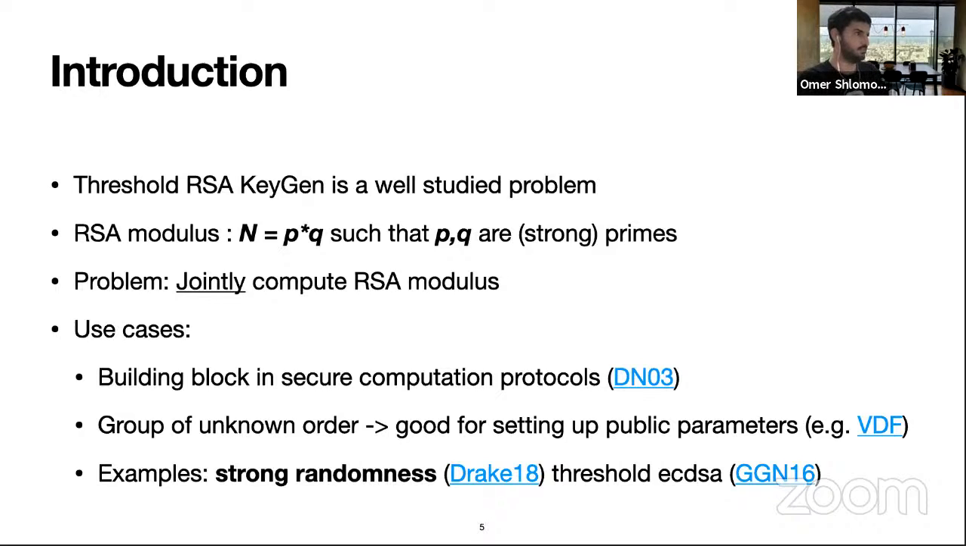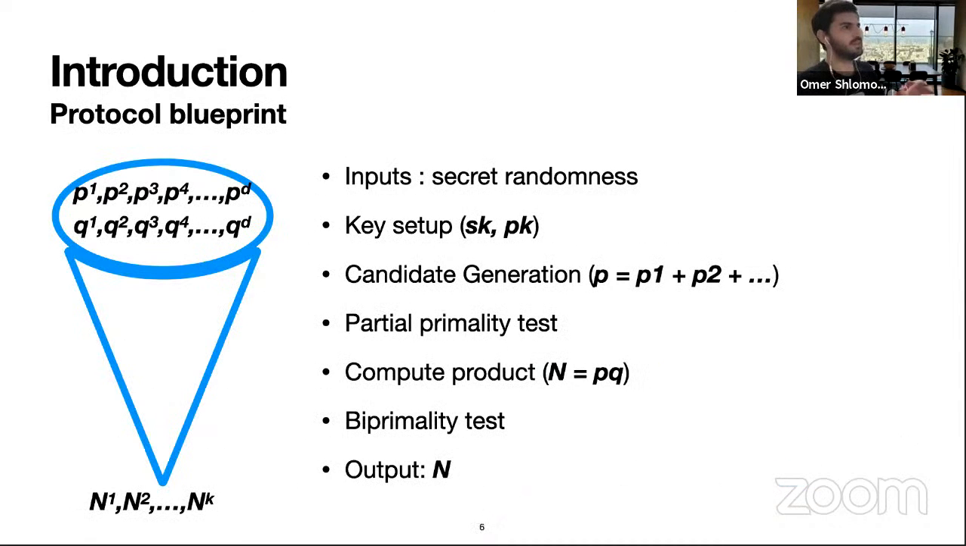And this biprime is surprisingly useful. It can be used in secure computation protocols. It can be used to set up public parameters for some cryptographic primitives, such as verifiable delay functions. And also, to give some examples, strong randomness, which is what brought us together, and also threshold ECDSA, just to name a few. Now, this is not a new problem. It's been around for 20 plus years, and correspondingly, there have been quite a lot of solutions for different settings to this problem, but you can describe all of them with a simple blueprint.